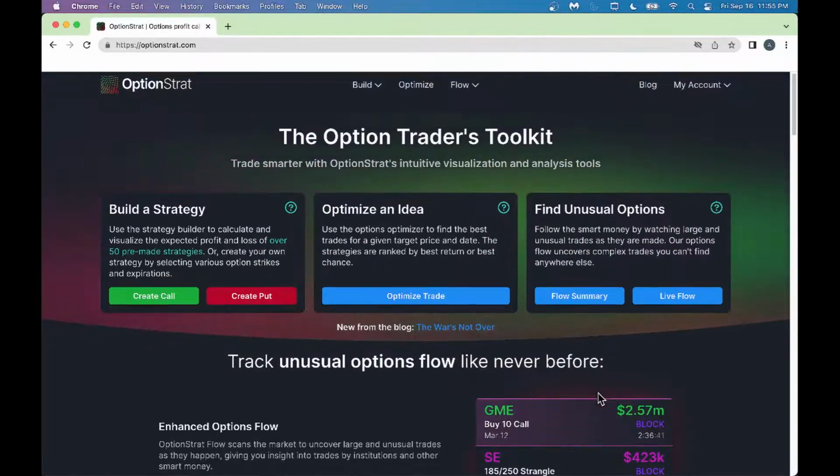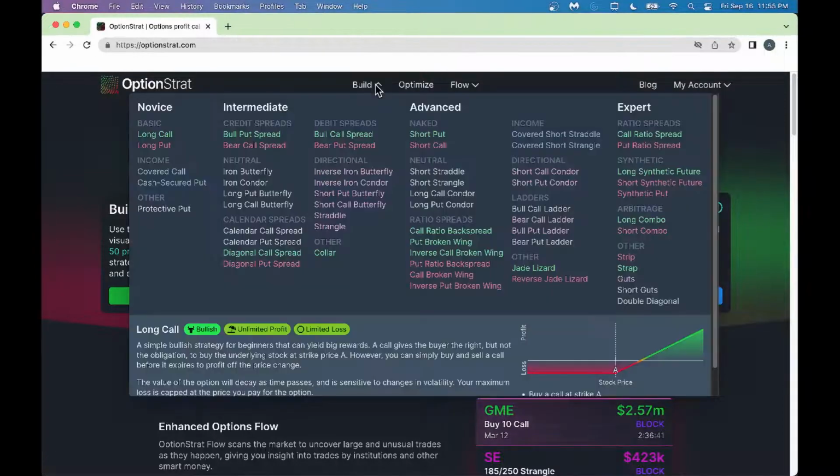So with that, what we'll do is we'll start with the build. This is the first module of Optionstrat. So as you go into the build module here, look, the developers of this tool, they put a lot of thought. All the option strategies are classified by novice or beginner, as you can see here.